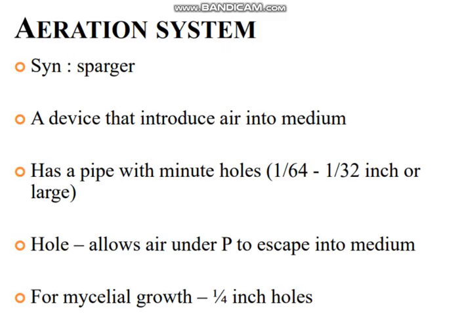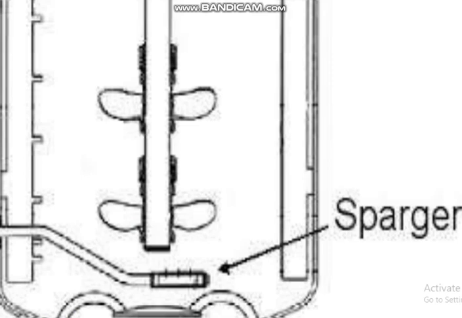Now, talking about aeration system, the synonym is sparger. It is a device that introduces air to the medium, has a pipe with minute holes, and the size of these holes varies. Holes allow air under pressure to escape into the medium. For mycelial growth, the size of the holes is 1/4 inch. You can see here in the picture, sparger used vertically in the fermenter.